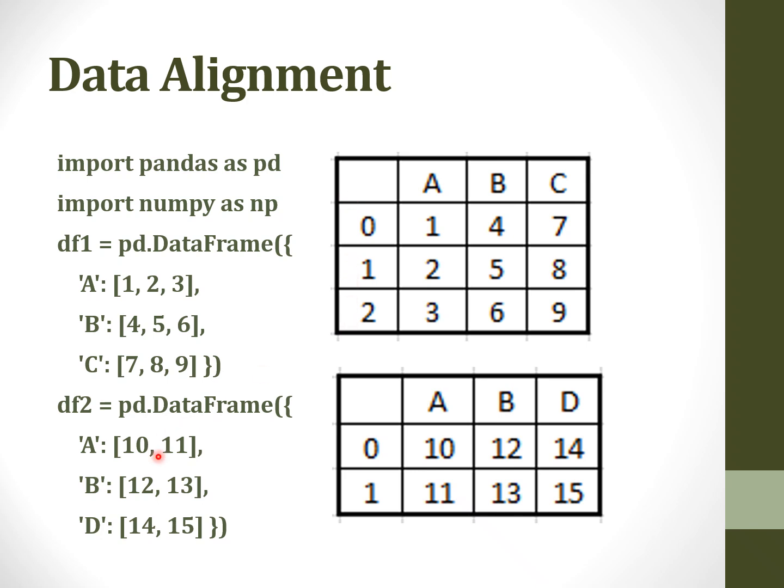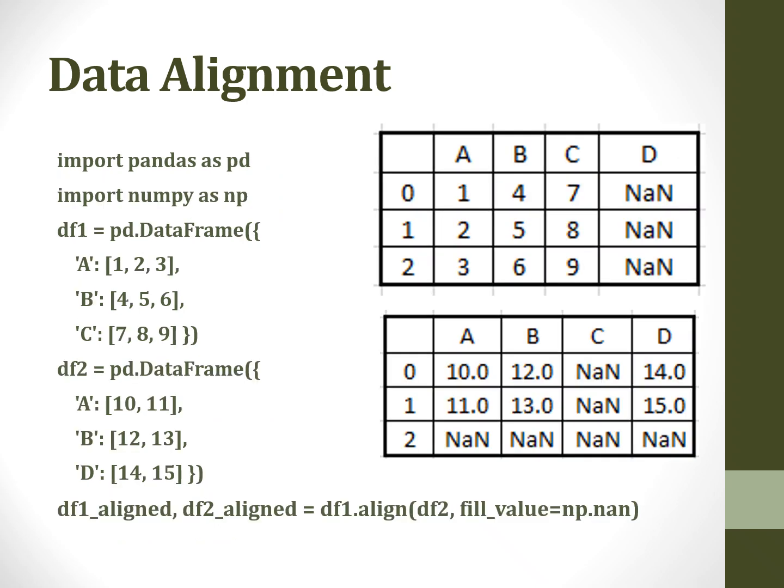Okay, same way we are creating another data frame. A, B, D are the column names. 10, 11 for A, 12, 13 for B, and 14, 15 for D. Since we do not explicitly assign any row index values, by default it assigns 0 and 1.